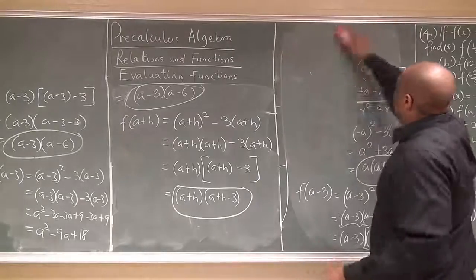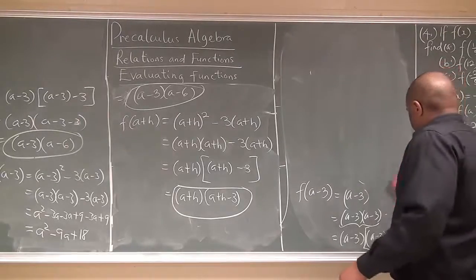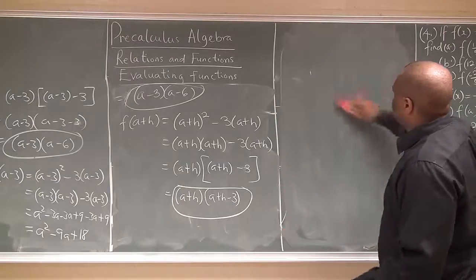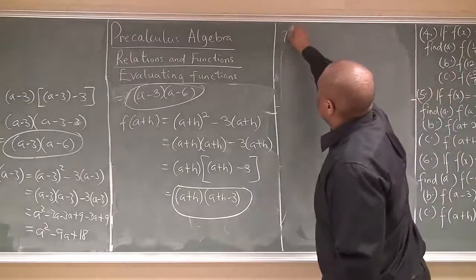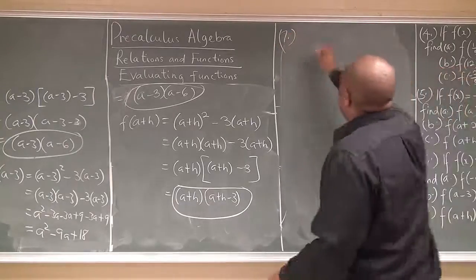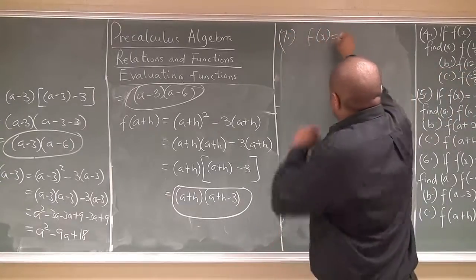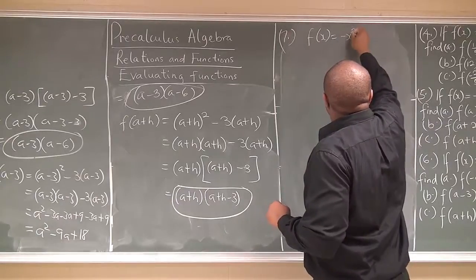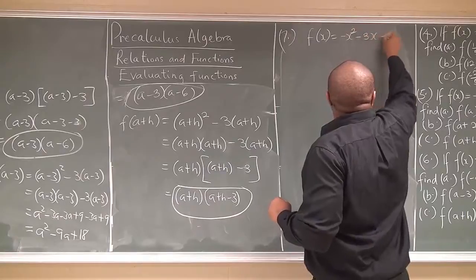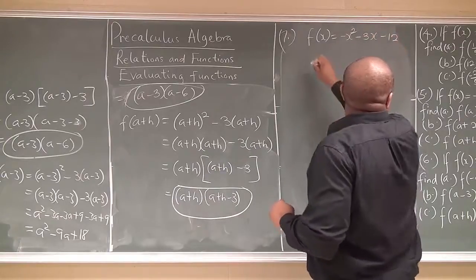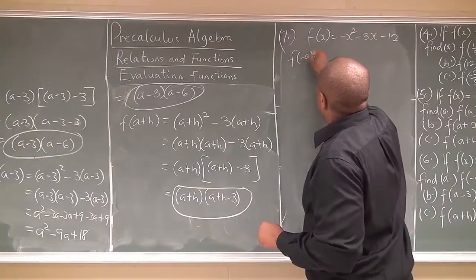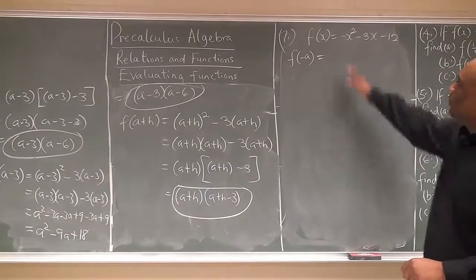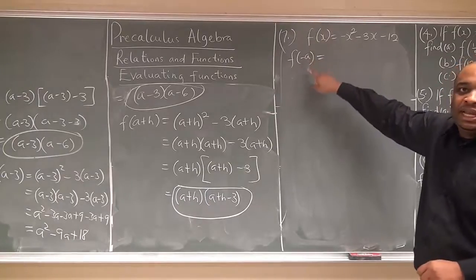Question 7, the last but not the least. F of x is negative x squared minus 3x minus 12. Find f of negative a. So this is the same thing. We replace x with negative a.